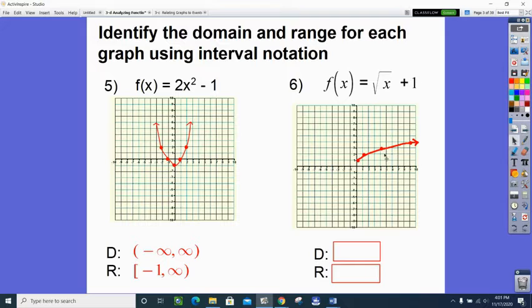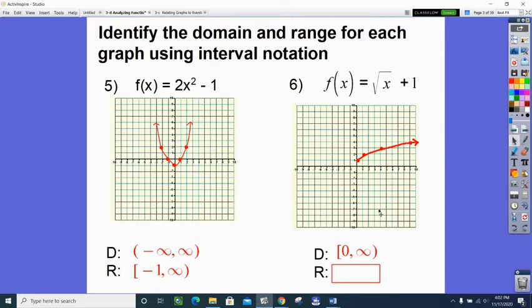I wanted to get this one on here because we had a lot of questions about, is there ever a domain other than everybody? So take a look at this one and do the domain and range here. So for the domain on this one, it is not everybody because you cannot put a negative under that square root. So the first number you could put in for x's would be a 0, and that would be inclusive with a bracket. And you will get up to infinity, as you can see, going this way.